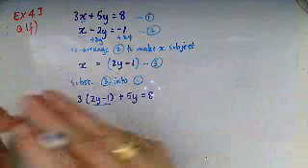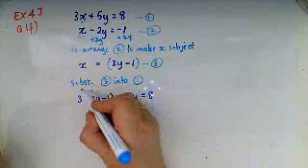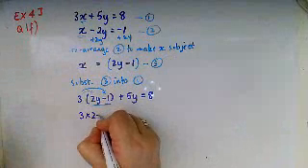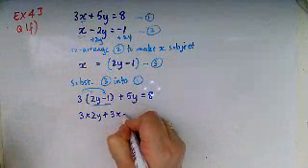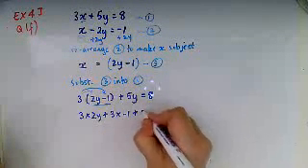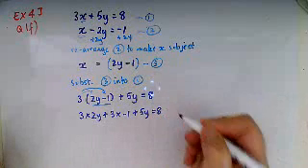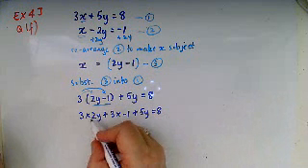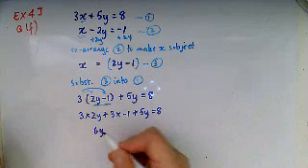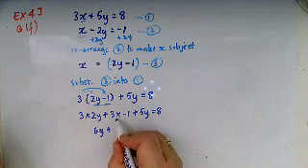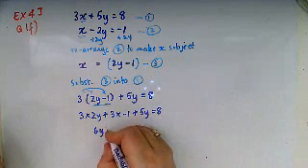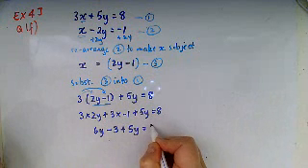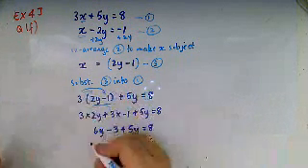So we need to expand the bracket. 3 times 2y plus 3 times negative 1. Still need this plus 5y equals 8. Let's now simplify it as best we can. So what have we got? 3 times 2y is 6y. Plus 3 times negative 1 is negative 3, so that's actually a take away 3. Plus 5y equals 8. I can collect my like terms.